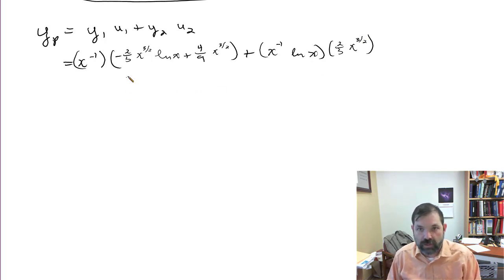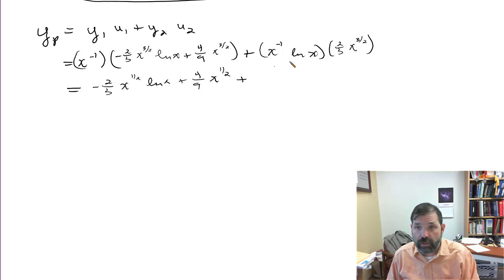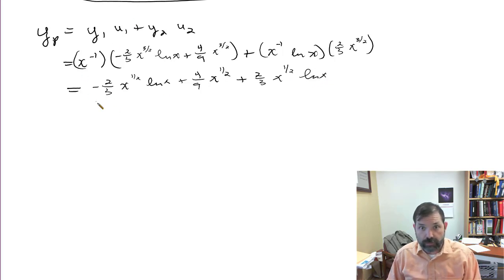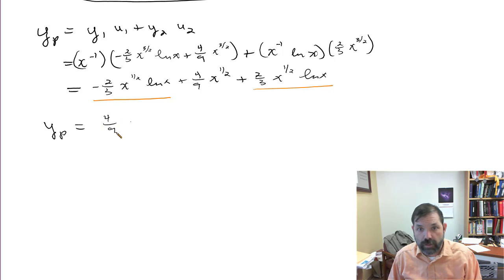So now there's the yp, but if we sort of look at this, we might notice that there's a like term here. If we simplify some stuff here, taking this x to the negative first power and distributing it through, I'd have negative 2/3 x to the 1/2 natural log x plus 4/9 x to the 1/2. And then reordering the factors and simplifying gives us 2/3 x to the 1/2 natural log x. And we hopefully notice that these terms add to 0, so then the yp is 4/9 x to the 1/2.